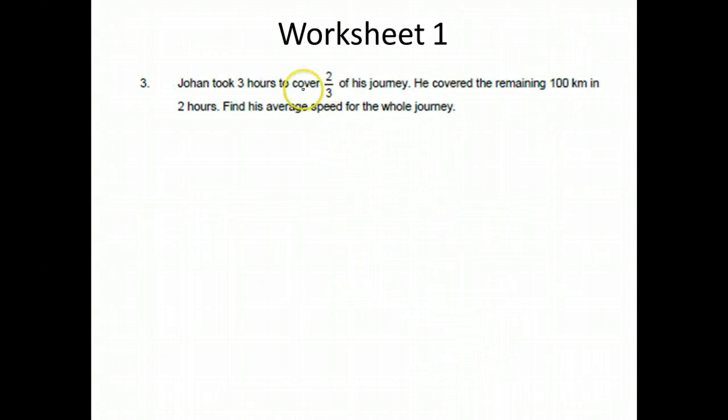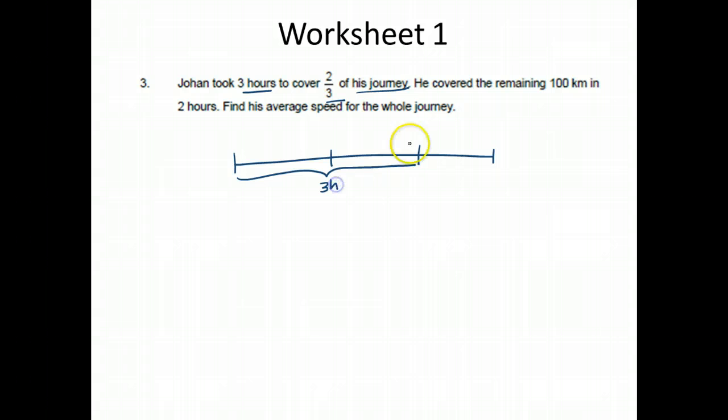Question 3. Johan took 3 hours to cover 2/3 of his journey. So here we know 3 hours to cover 2/3 of his journey. We know if we draw the distance, 2/3 is covered by 3 hours. He covered the remaining 100 kilometers. So I know this is my remaining 100 kilometers in 2 hours. So time taken, 2 hours. We want to find average speed.